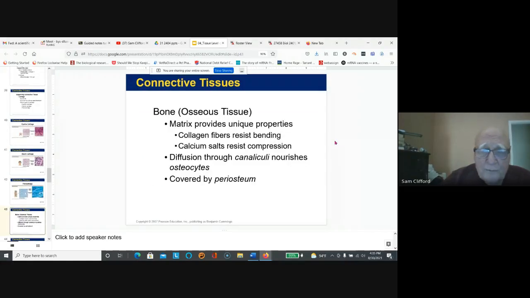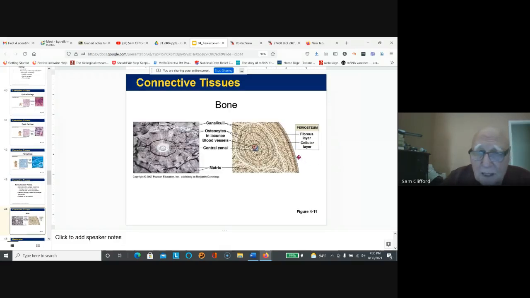Okay, bone. So there's collagen fibers in bones, there's calcium salts. We'll talk what canaliculi are in a moment. And periosteum. Periosteum means around the bone. It's the tissue covering around the bones. Okay, so what does that look like? So if we look at this fibrous layer and cellular layer, the periosteum, all bones are going to have this layer, the outside layer.